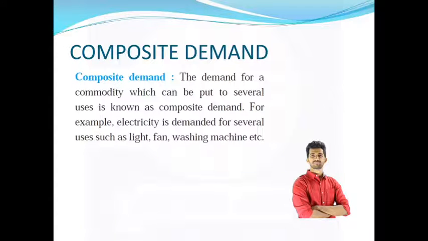The next type of demand is composite demand. Yes, my dear students, the demand for a commodity which can be put to several uses is known as composite demand. For example, electricity is demanded for several uses such as light, fan, washing machine, etc. Once again, my dear students, the key word or the important term here to understand is good or a commodity which can be put to several uses.